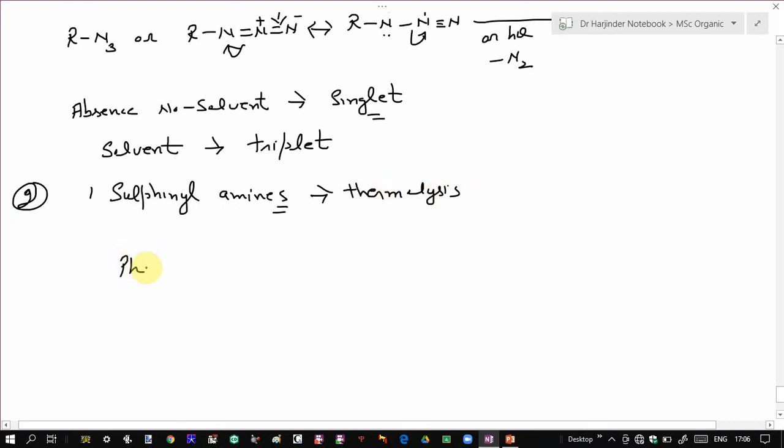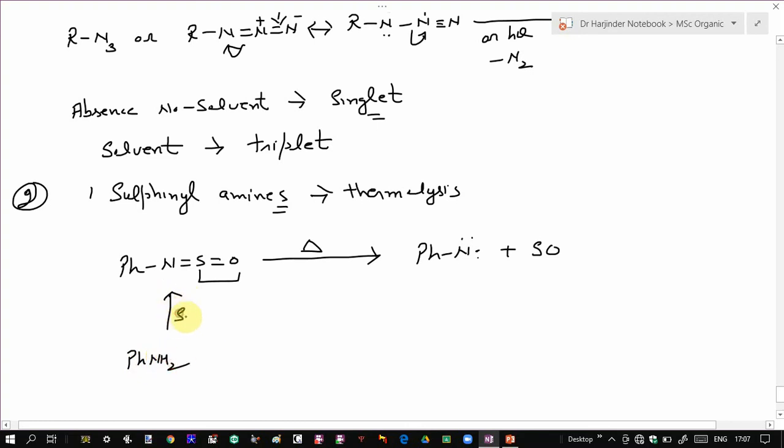So this molecule is your sulfinyl amine. When you heat this molecule, it undergoes bond breaking. This sulfur monoxide molecule leaves. So this gives rise to a corresponding phenyl nitrene plus sulfur monoxide, and this can be easily prepared from aniline by its reaction with thionyl chloride. This molecule is thionyl chloride.